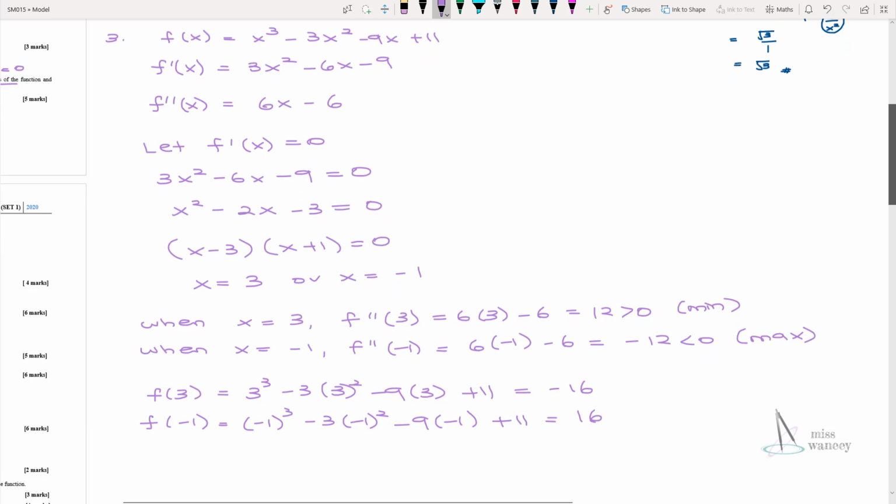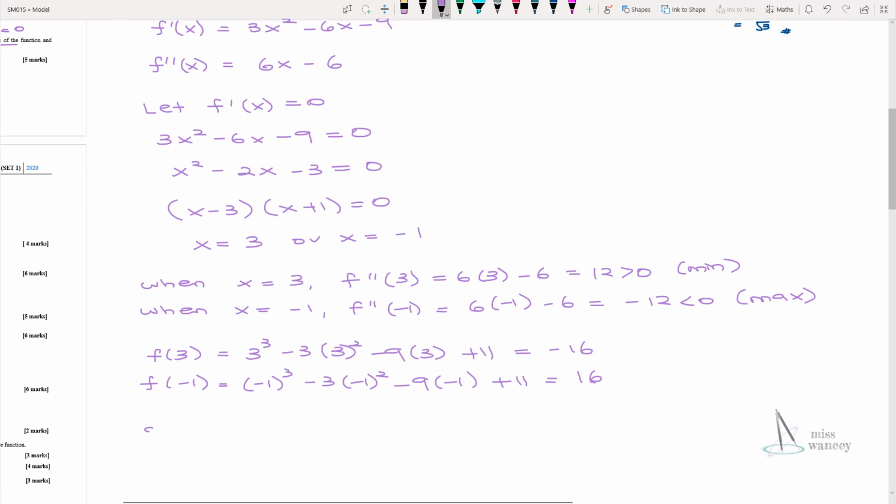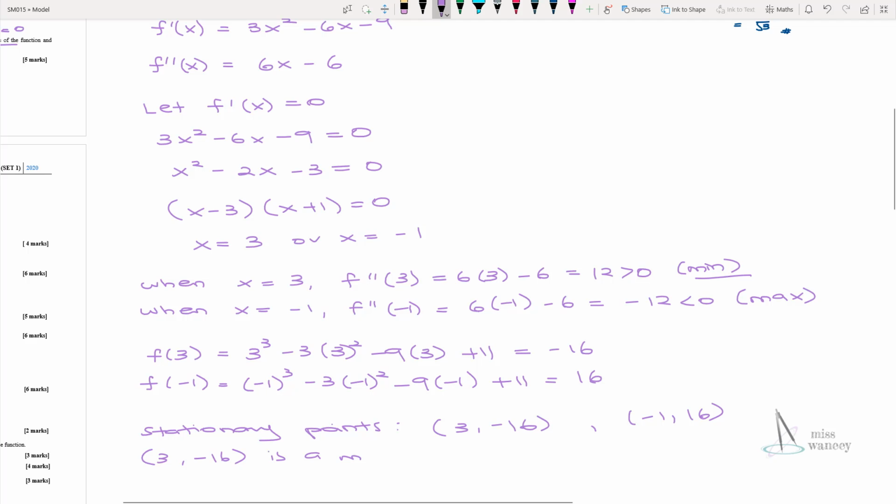Okay, therefore, our stationary points are (3, negative 16) and (negative 1, 16). And then (3, negative 16) is a minimum point, and (negative 1, 16) is a maximum point.